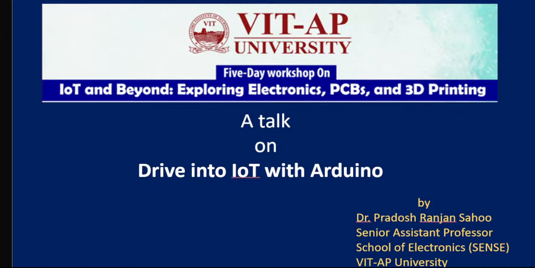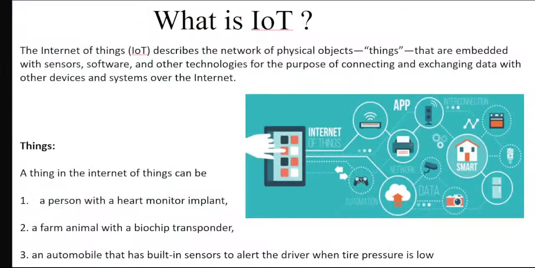So before starting, we need to know what is IoT. As all of you know, IoT basically stands for Internet of Things. So what is Internet of Things? When I'm saying this word, Internet of Things, this "things" will come. So what is basically that thing? It is the network of physical objects or things, embedded with sensors, software and other technologies for the purpose of connecting and exchanging data with other devices and systems over the internet.